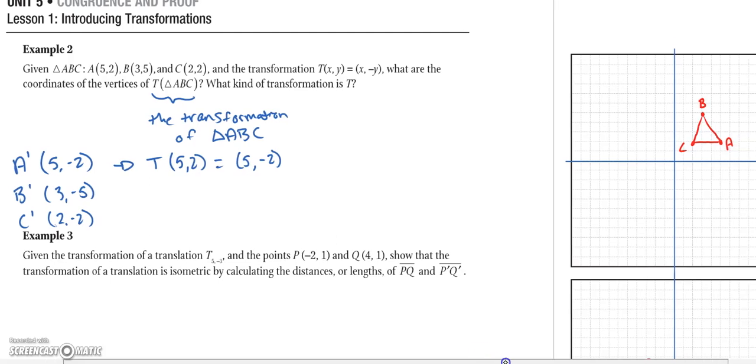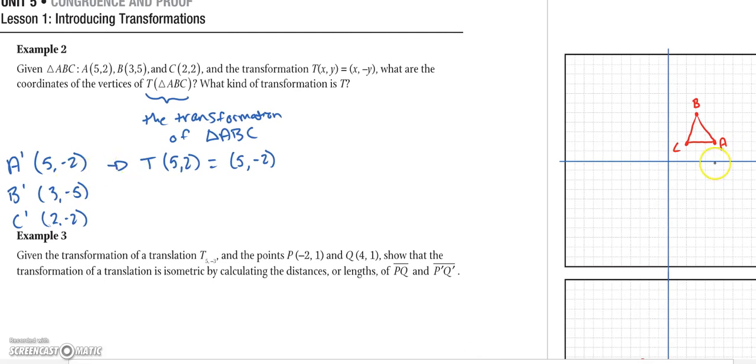So let's take a look over here. Let's plot these new points. So 5, negative 2, 3, negative 5, and 2, negative 2. So A prime, B prime, and C prime.